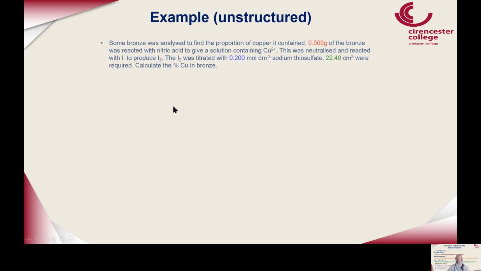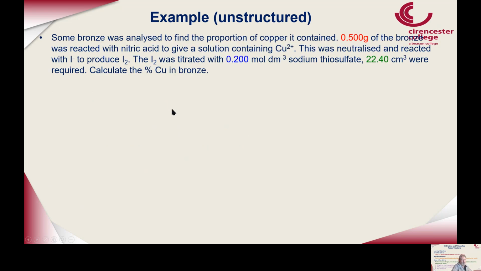Okay, so here is an example of an unstructured question to work out copper. Bronze is also an alloy of copper. It's different to brass. It's copper and tin, so it has different properties. But here's the bronze. We're going to analyze it to find how much of it is copper. There is a piece of bronze, 0.5 grams, so it's half a gram of bronze.